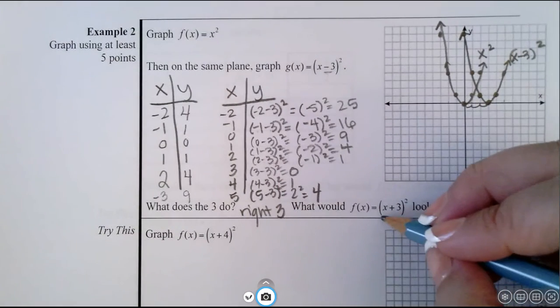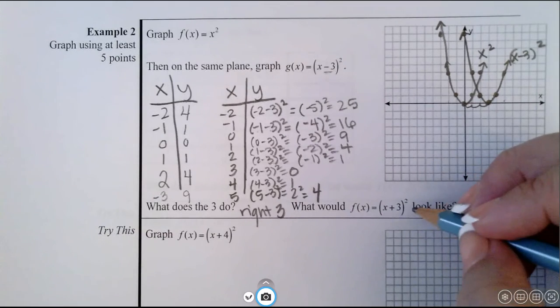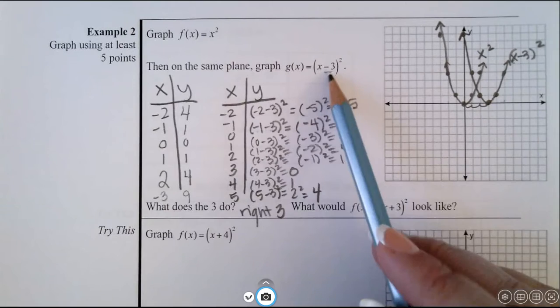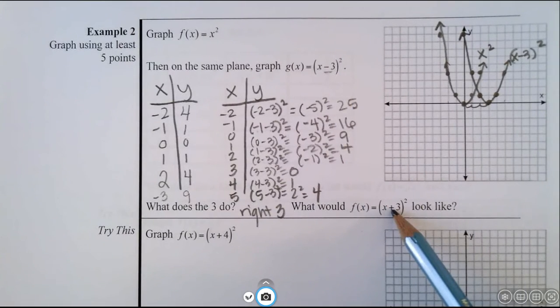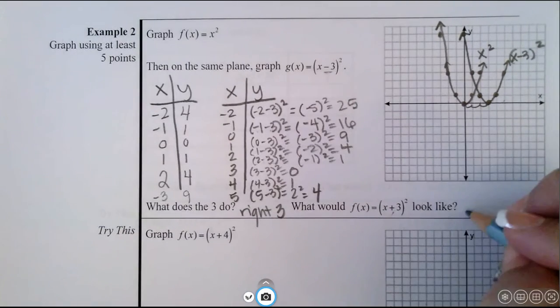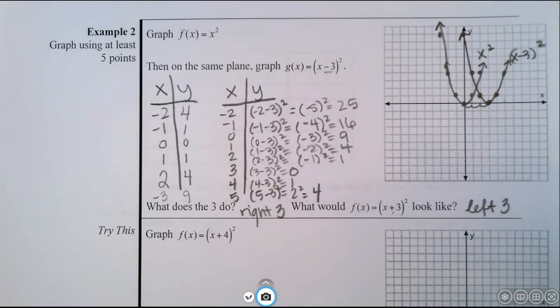So then what do you think f of x, where x plus 3 is squared, would look like? Notice here we have a minus 3, here we have a plus 3. So again, the opposite sign makes it go the opposite direction. Since this is in parentheses, it's not going to move up, it's actually going to move to the left. So that will go to the left by 3.